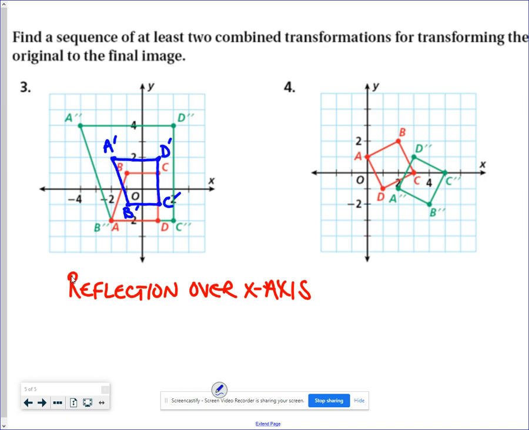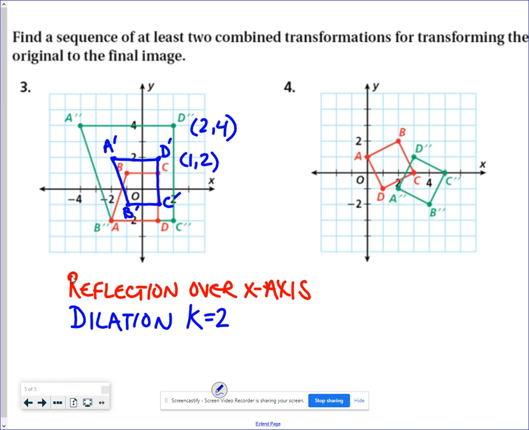And then we can just take one ordered pair and figure out what's going on. Let's take a look at D prime. D prime right now is at 1, 2, and D double prime is at 2, 4. So that is telling me that everything is getting doubled. Our scale factor is 2. So we're going to have a dilation, and my scale factor is going to be 2.